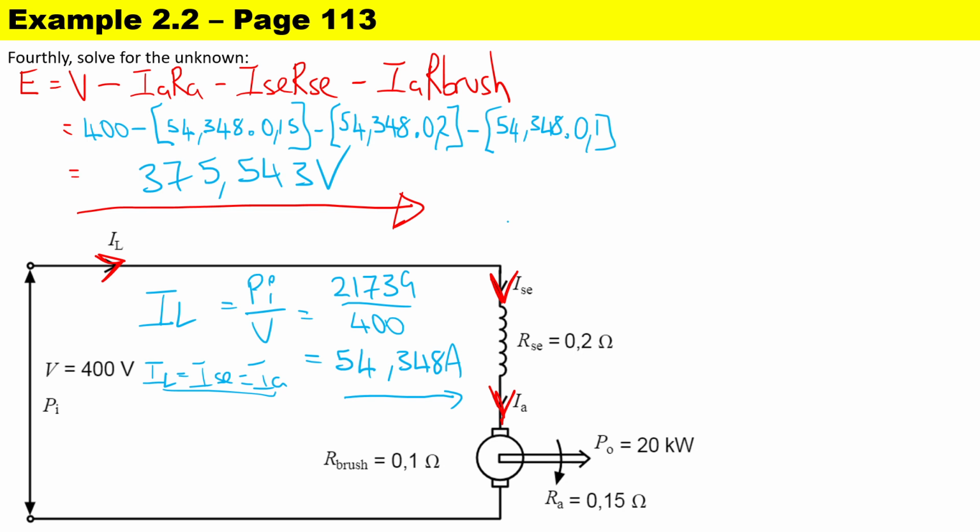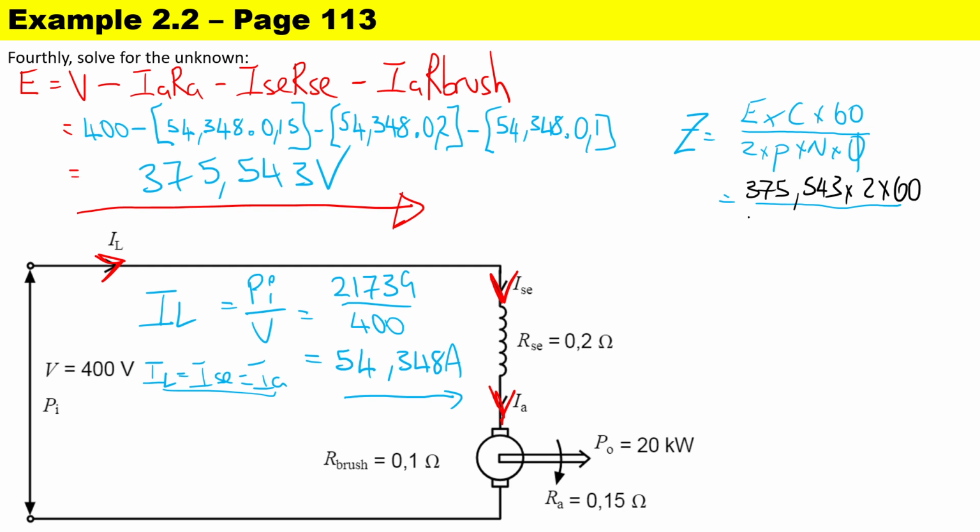Now that we've got the EMF, we can actually solve for Z. We already manipulated the equation previously, so Z is equal to E times C times 60 over 2 times P times N times the flux. All we have to do is substitute everything in there. The EMF, 375.543. The number of parallel paths for a wave wound is going to be 2, times 60, over 2. This is a 6-pole machine, so therefore it's got 3 pairs. The speed in revolutions per minute is 975. And the flux per pole is going to be 36. I'm going to write it as a fraction here, it's just going to be much easier.